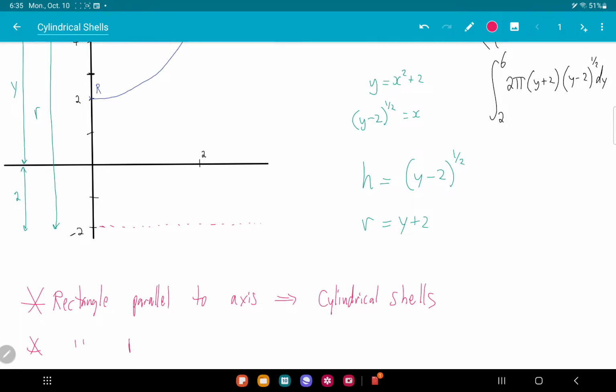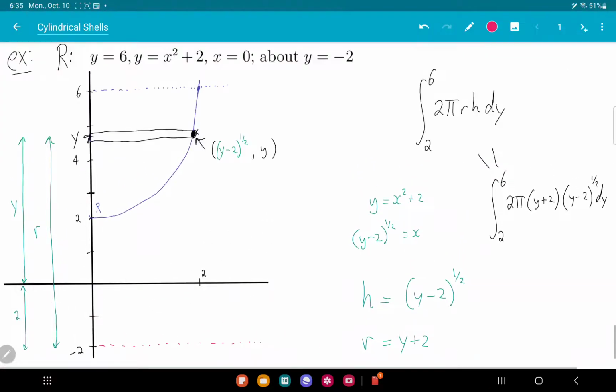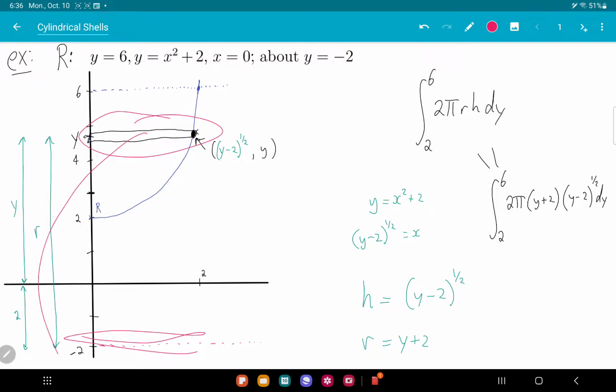And if you have a rectangle perpendicular to the axis, that will give you washers, or discs if you don't have a hole in your washer. Okay, so this is useful to remember. You can see it here. Rectangle parallel to the axis. When I rotate, the shape I get is a cylindrical shell.